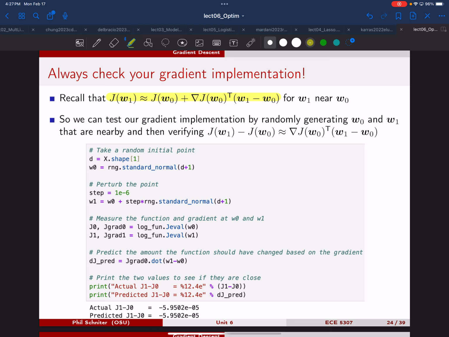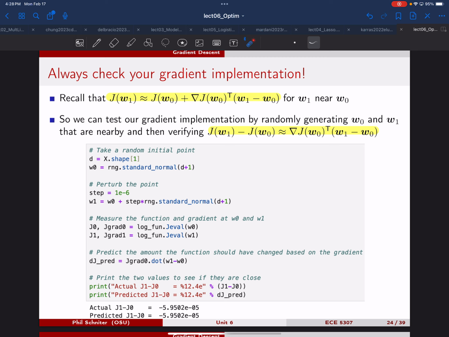So this is something we know is approximately true, and it gets more and more true as the difference between W1 and W0 gets smaller and smaller. So this is something we can leverage for debugging. Essentially, if we bring this J(W0) to the left side, we can rewrite the expression like this, and we can easily program this to make sure that our gradient derivations and implementation are correct.